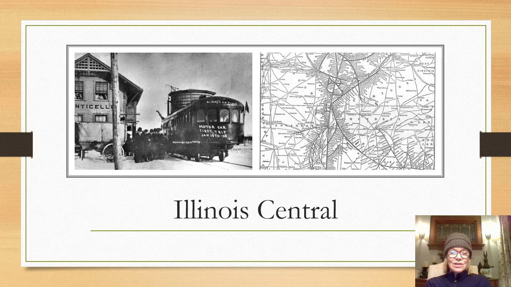Okay, here is the Illinois Central. I Googled this, and this is one of the first pictures that came up, and this is Monticello, Illinois. If you look very closely on the map, you can see where Monticello is. We're going to see later, too, there's the Wabash Railroad, and as you know, that went through here as well.